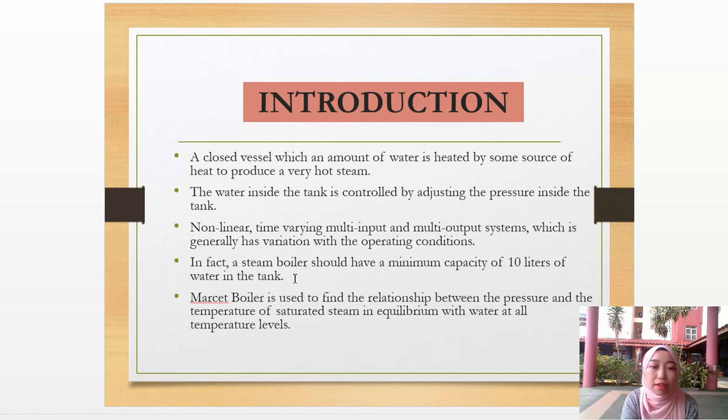The steam boiler that we use is the Marset boiler. The Marset boiler is used to find the relationship between the pressure and the temperature of saturated steam in equilibrium with water at all temperature levels.